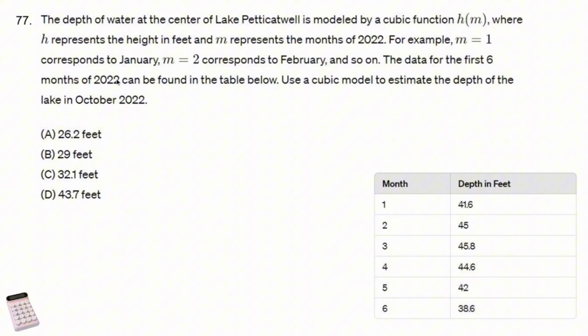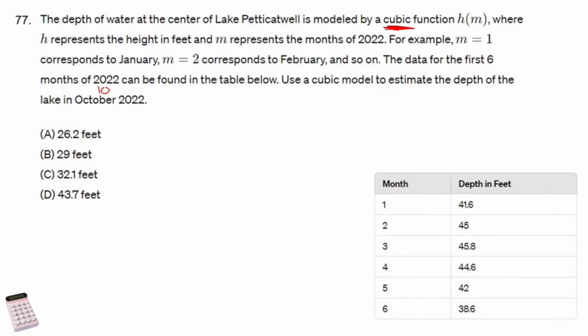So we care about October, which is 10. But what I need to do is it tells us right off the bat, it's cubic. That's what I was looking for. So what we need to do is we need to run to the calculator. We need to type this stuff in. We need to use cubic regression and use that formula to find what happens when I plug in 10 for m or x or whatever variable you use.